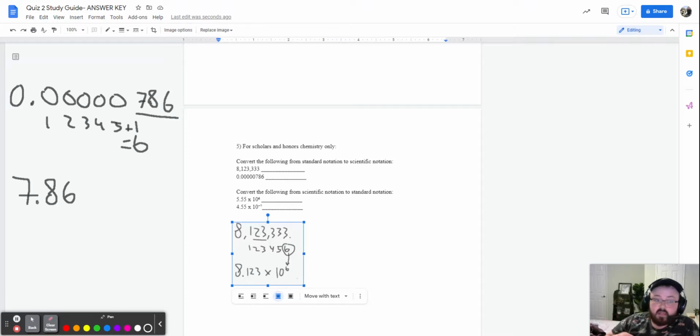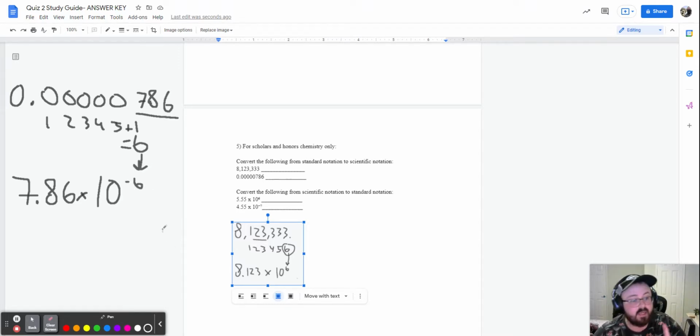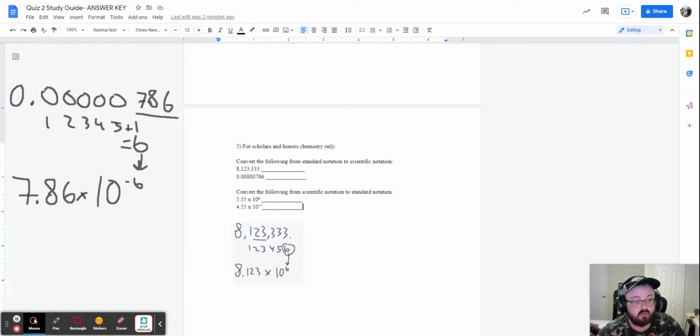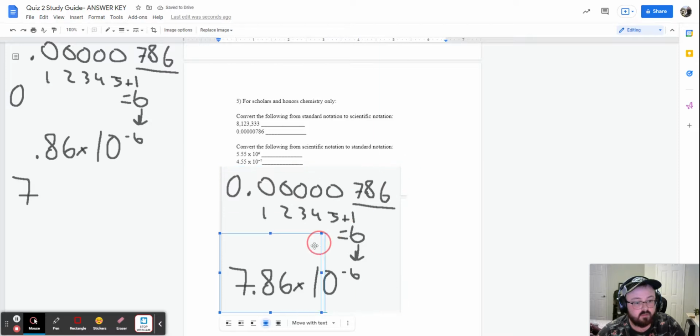The first number should be between 1 and 9.9. It should be a single digit, like 8.123. It's within 1 and 9.9. 7.86. All right? Multiply it by 10. You take this number, you make it negative. Don't forget that negative. All right? If you forget that negative, it's wrong. Without the negative, you're looking at something like the first number we did. There you go.